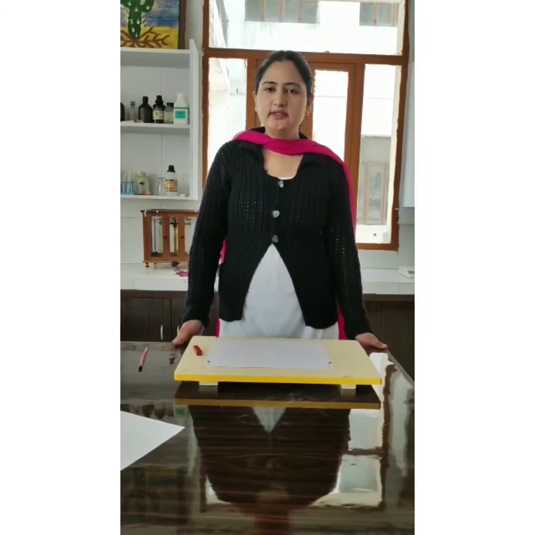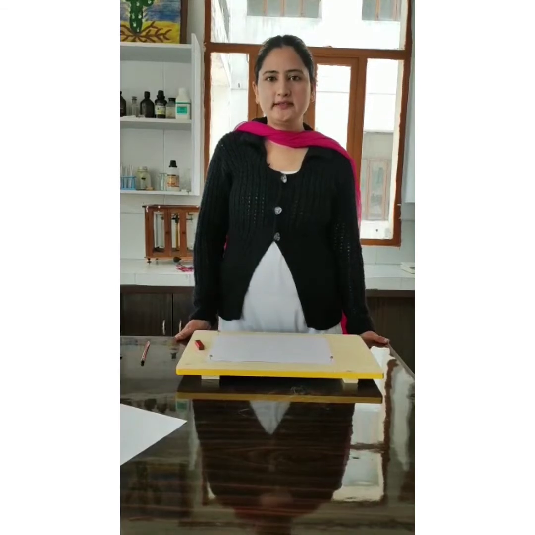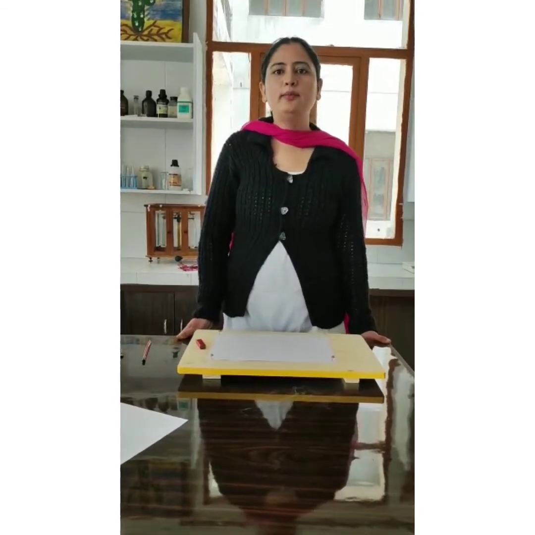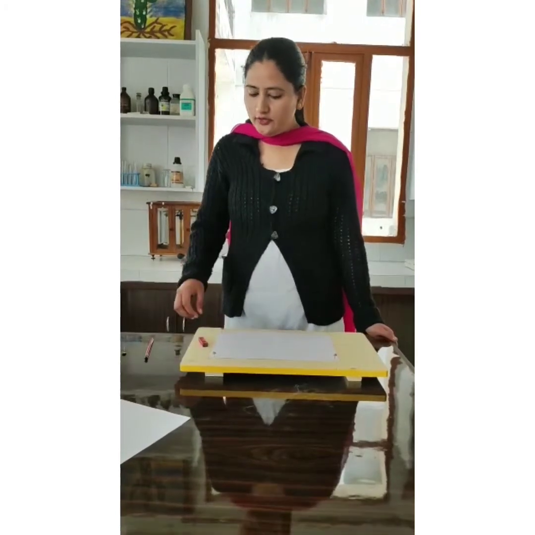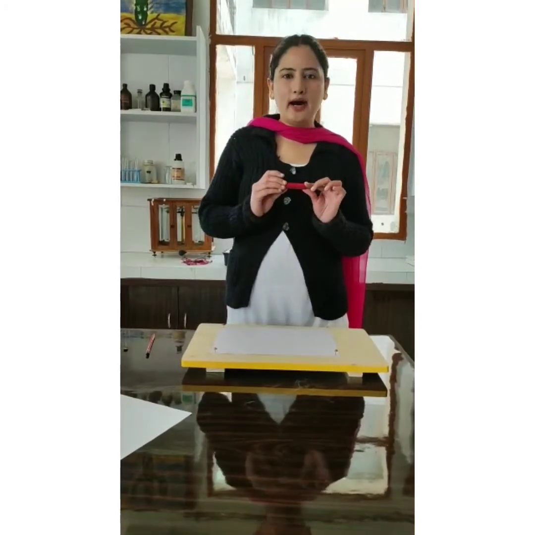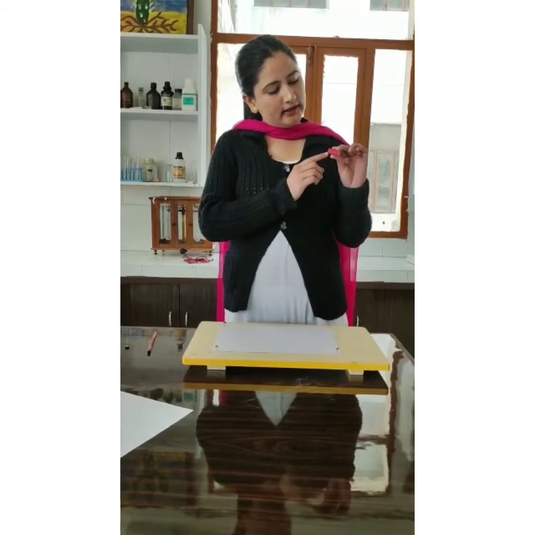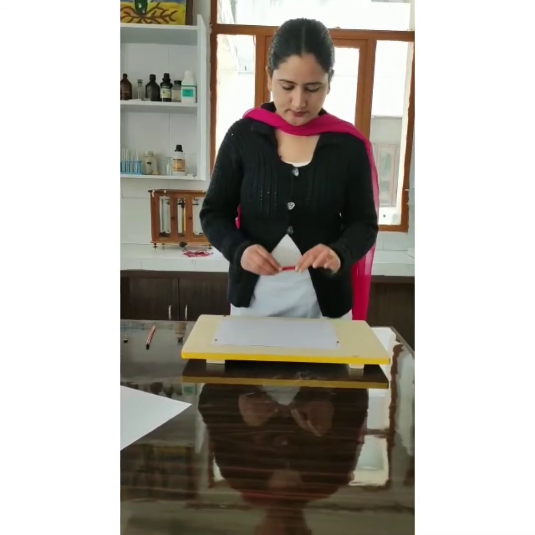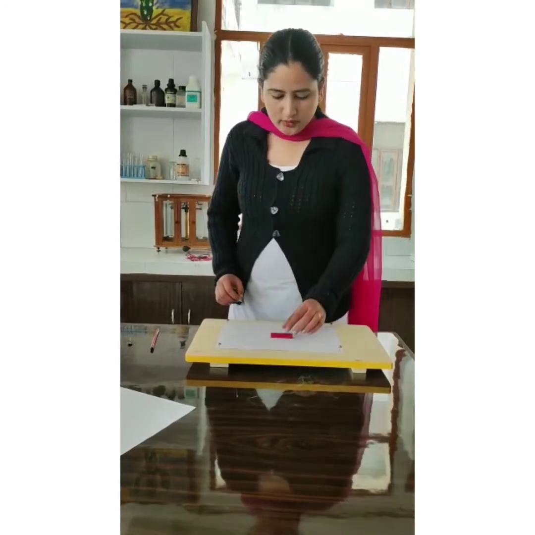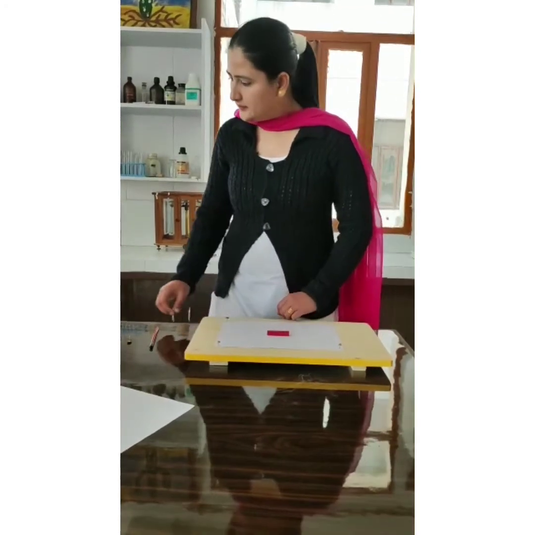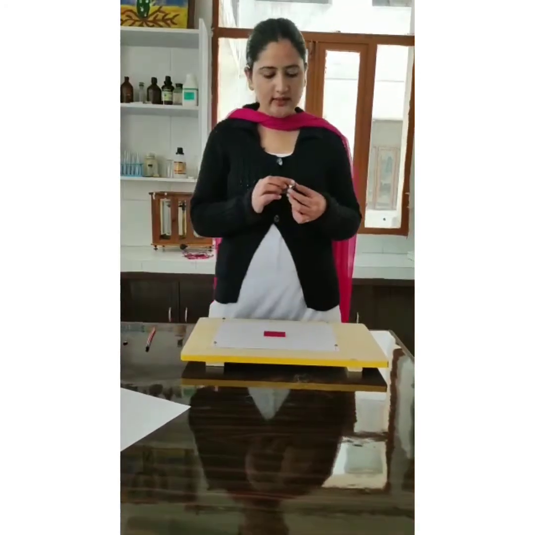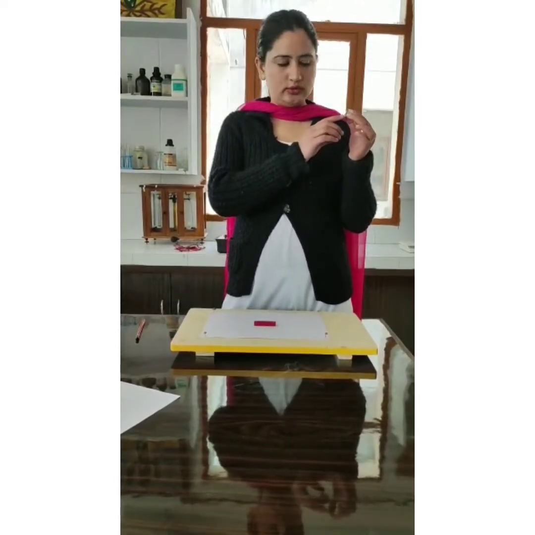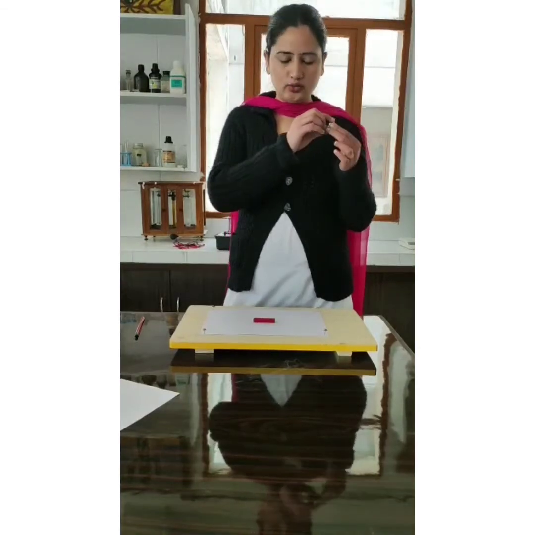Good morning students. Today we will perform an experiment named properties of magnetic field lines. For that we need a bar magnet. On the bar magnet there are two poles, north and the south pole. We have to place the bar magnet. Next thing we need is the magnetic needle. It also has two poles, north and the south pole.